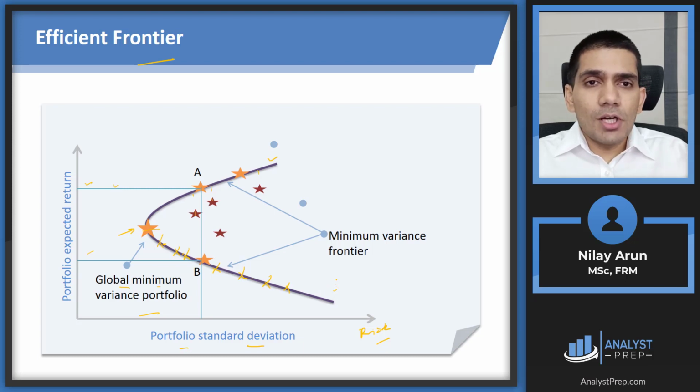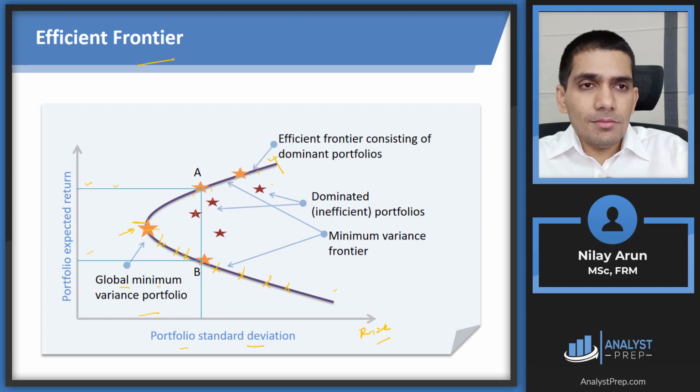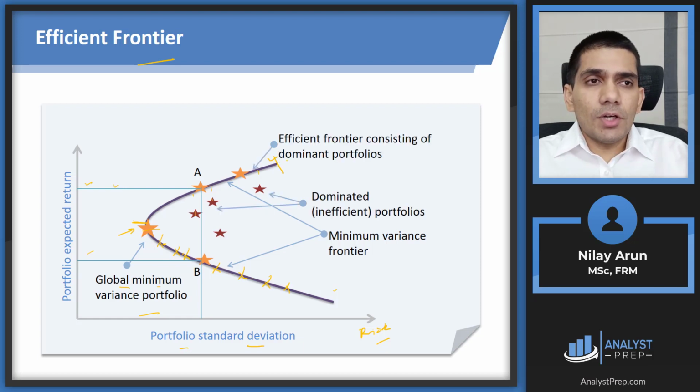So where is the efficient frontier? Essentially everything to the right of this global minimum variance portfolio, everything on the upper side, starting from here till here, that is your efficient frontier. That consists of dominant portfolios. Dominant essentially means that these are the portfolios which are dominating all the other portfolios on the lower side as well as the portfolios in the middle. So these are the best portfolios as far as your risk and return trade-off is concerned. So that's your efficient frontier.